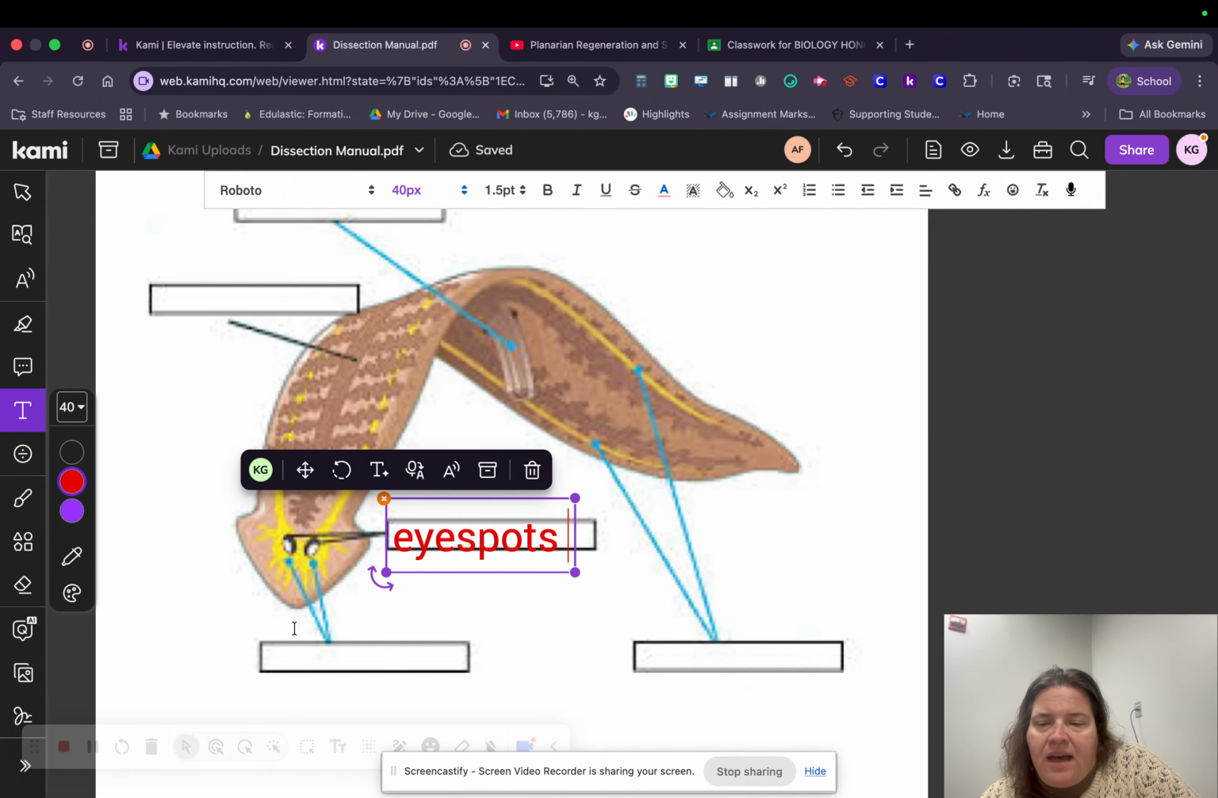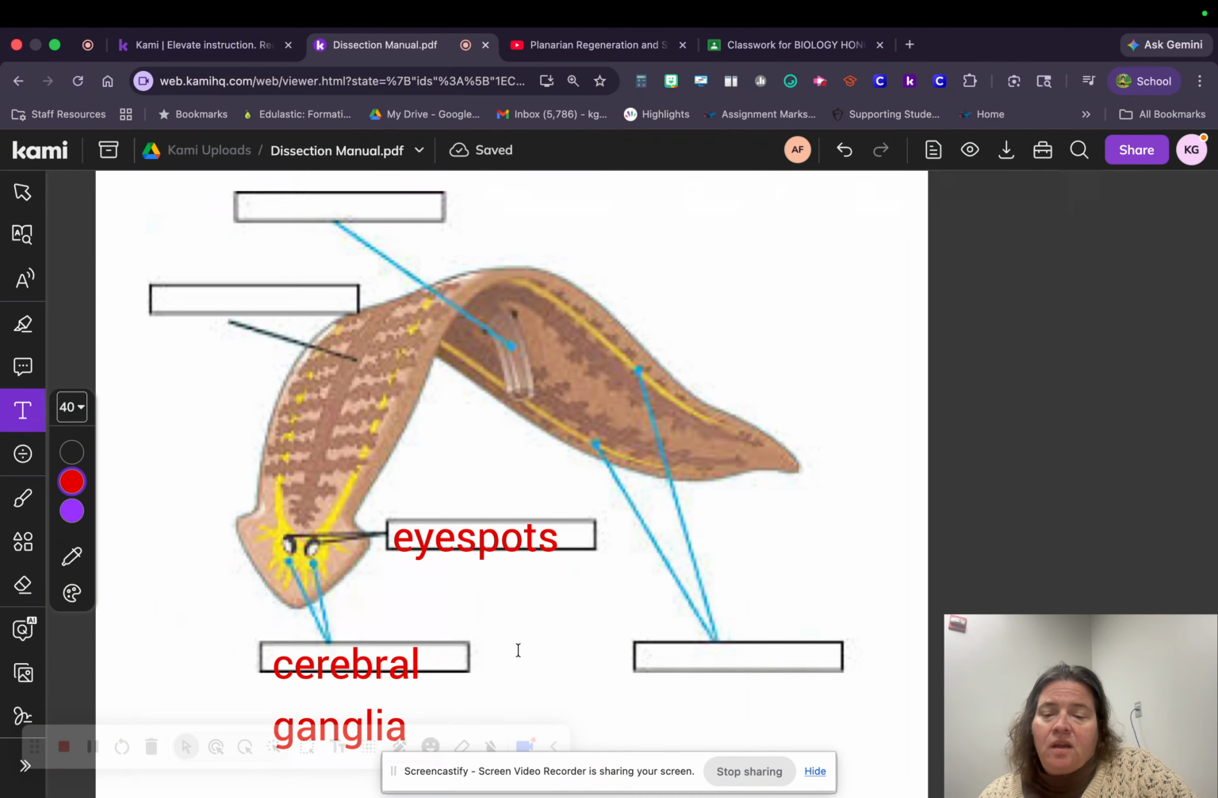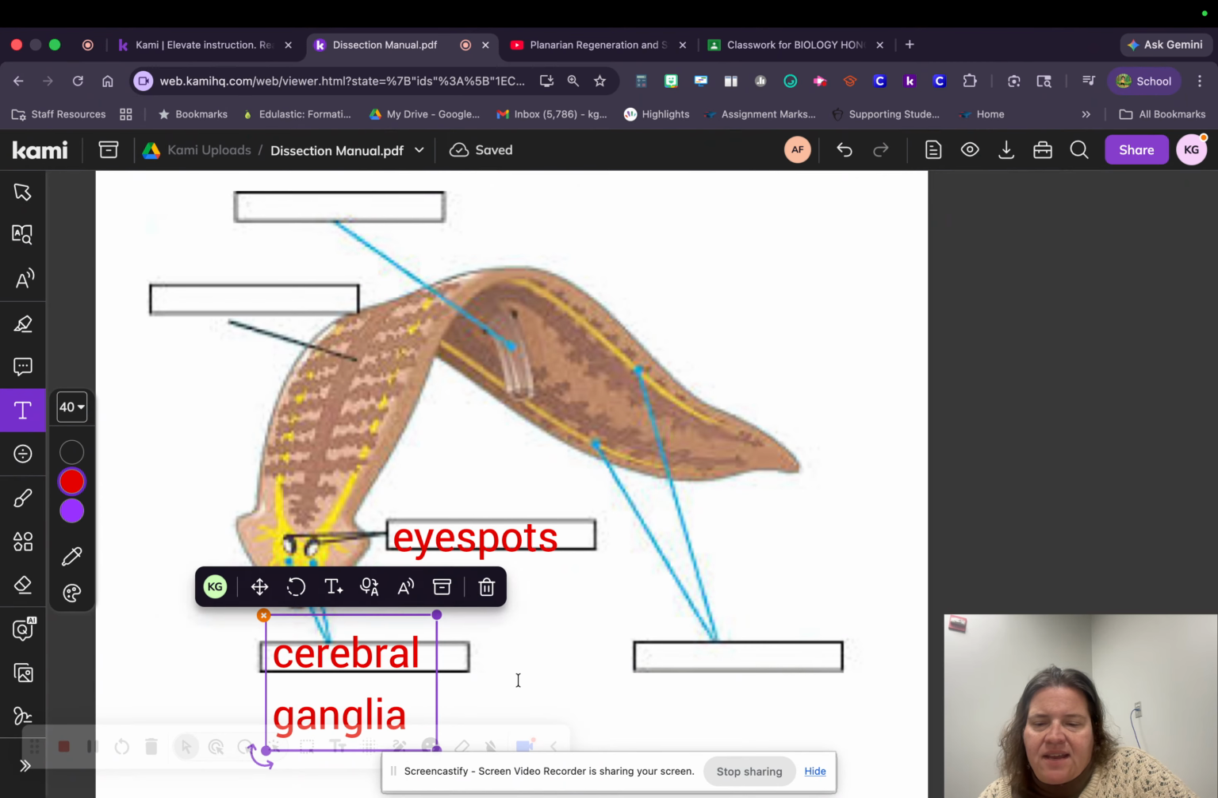And on the outside of the eye spots here, you're seeing something that is kind of equivalent to nerve, like brain tissue, just very small. So they call these cerebral for brain, and then a collection of nerves called ganglia. And I'm writing big just because that's what I have set, and you'll be able to see it on the screen, but you can make yours as neat and tidy as you want to on your diagram.